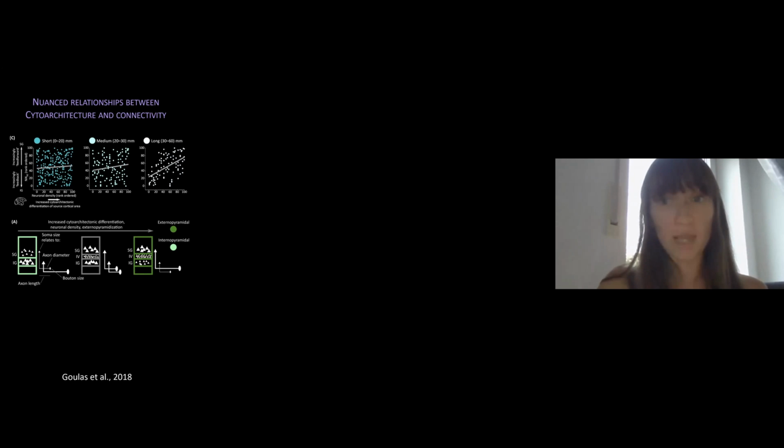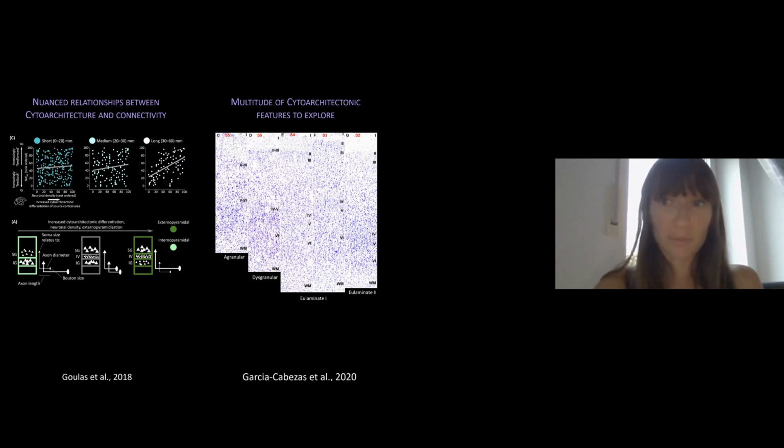Then that paper, as well as work by Garcia-Cabezas et al. in the human frontal lobe, highlight that there are many cytoarchitectural features that vary across gradients. So it's not just laminar differentiation or these principal axes, but also the size and morphology of neurons. So all of this could be more comprehensively characterized and related to macroscale features using BigBrain.